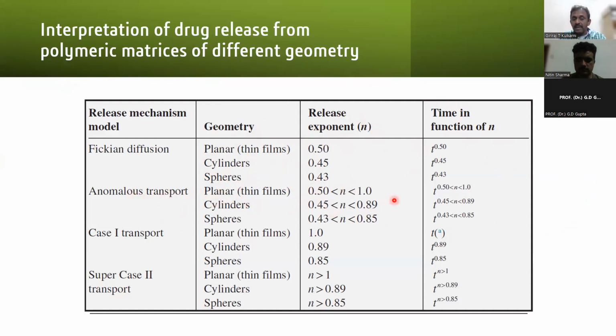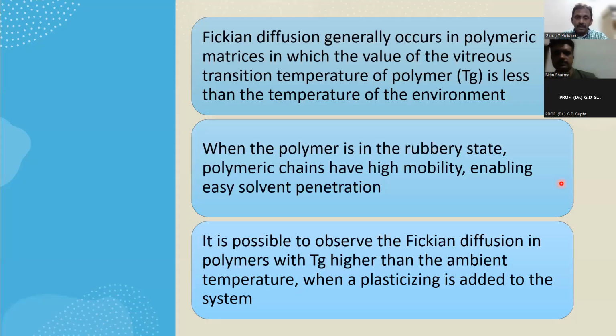In case of planar, it is different. In case of cylinder, they are different. And in case of sphere, that means the geometric form of the dosage form is also important. In case 1 transport also, values are different. In super case 2, again we can see different values for thin films, cylinders and spheres. This indicates that we can use this Korsmeyer-Peppas equation for anything.